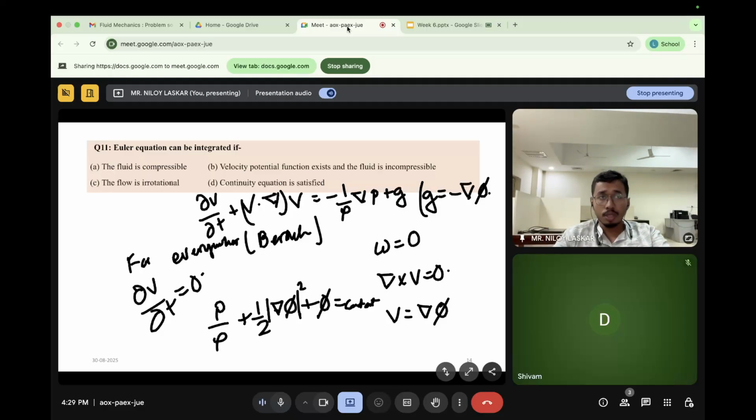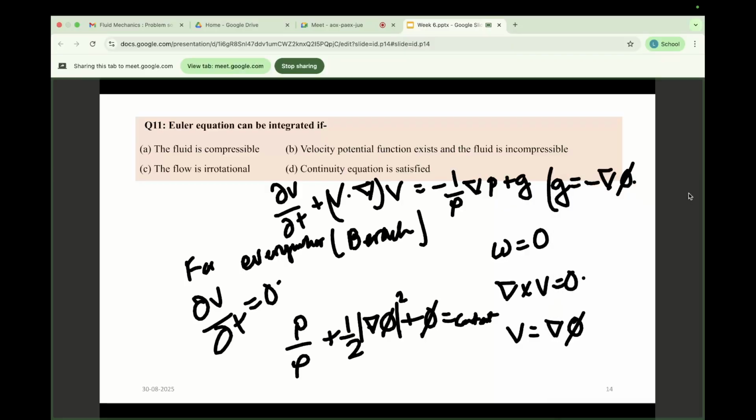So why is this equation important? I am just explaining a little bit about it. It is important because this term is a derivative term, right? So del is there, so it can further be integrated. The previous Bernoulli's equation is for a streamline, but this Bernoulli's equation holds good anywhere, even if it's irrotational, right? So that's why the correct option is that the flow is irrotational.